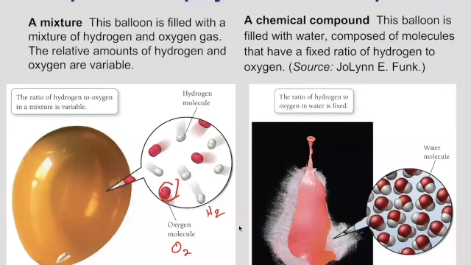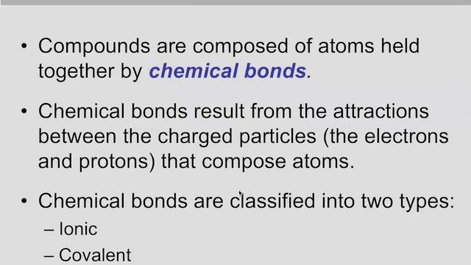A chemical compound, it's going to be when you do still have different elements, but they are attached together through a bond. So for example, water, H2O. This is a compound because now it's a combination of different elements. Compounds are composed of atoms held together by a chemical bond.